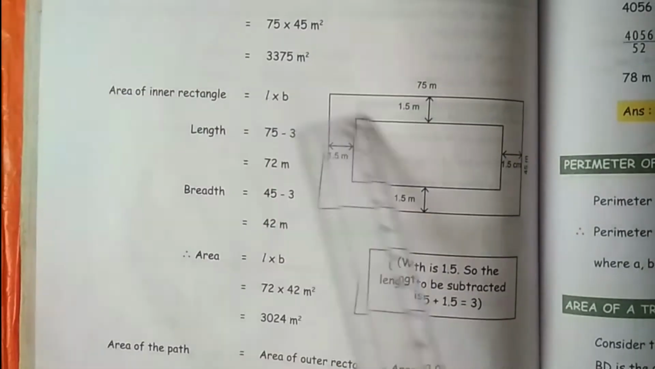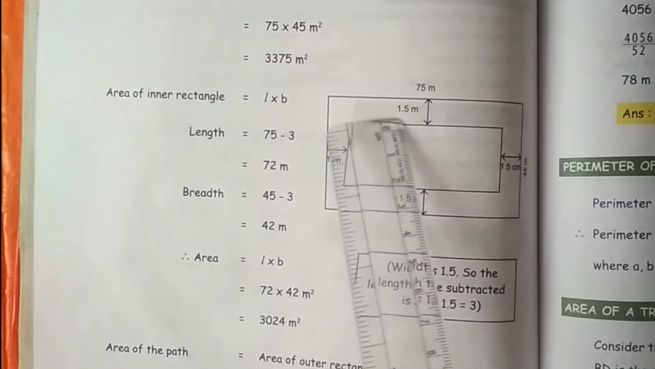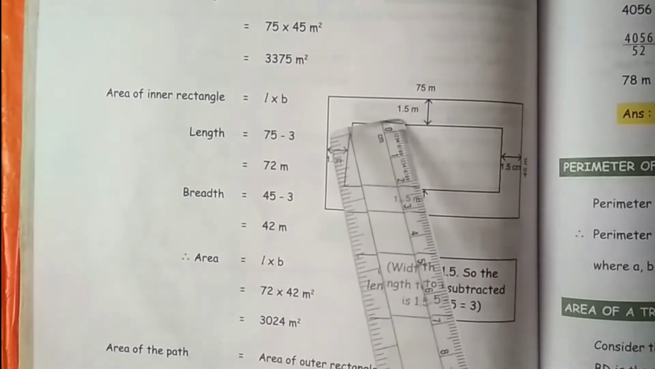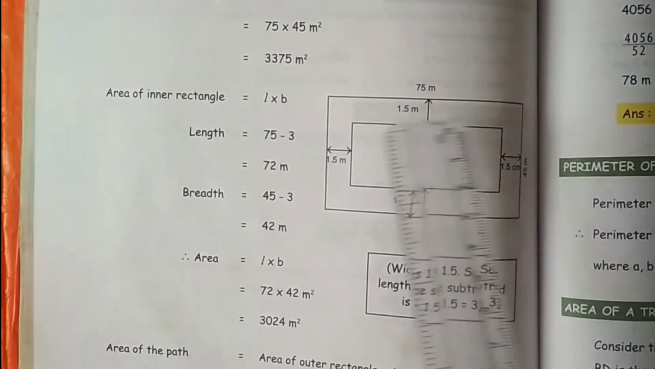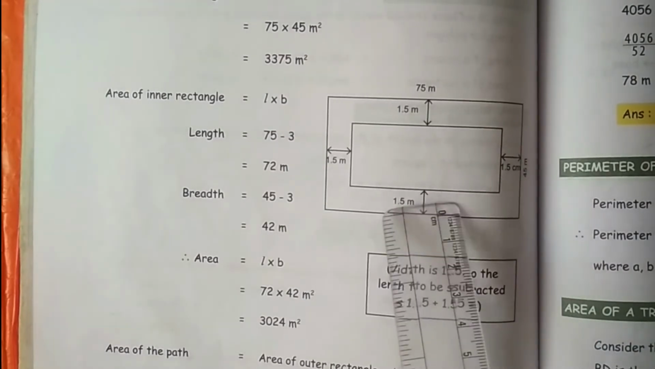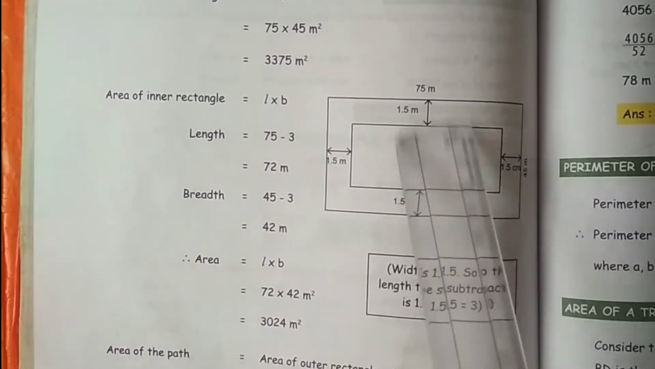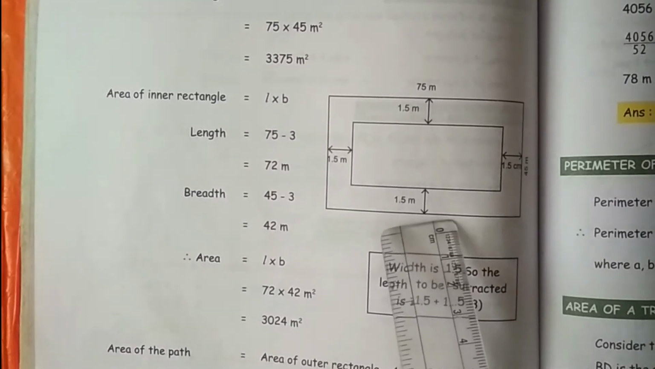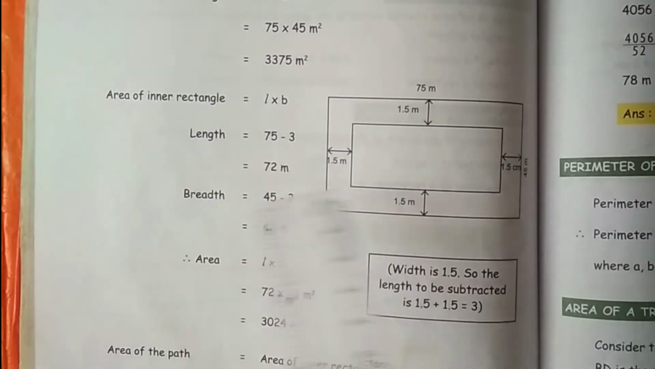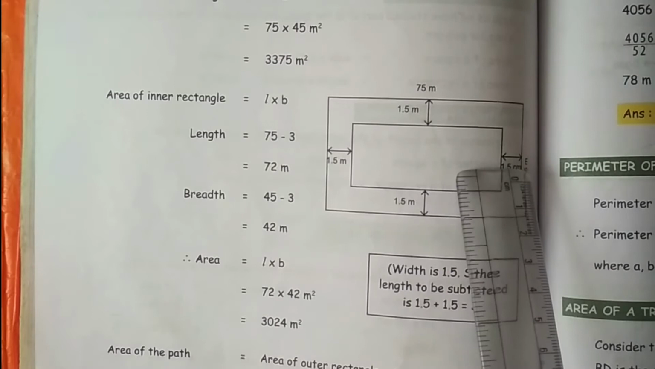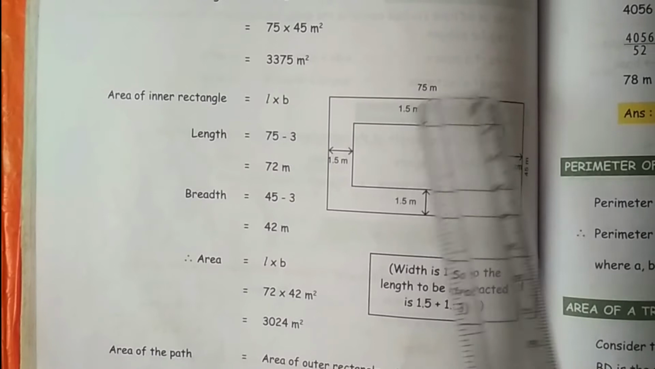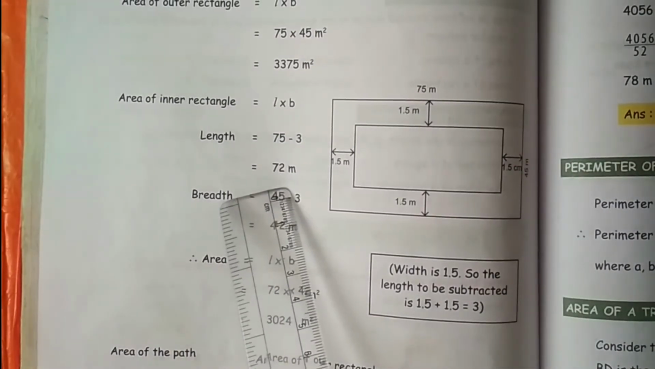Now coming to the inner rectangle, length into breadth. Here they have given the width also. See, this is the width between the inner rectangle and the outer rectangle. How many meters is it? 1.5, for length as well as the breadth. So 1.5 plus 1.5 is 3. So the total gap between the inner rectangle and the outer rectangle along the length is 3 meters, right? Likewise, the breadth also 3. So we have to subtract this gap. So 75 minus 3 is 72 meters.